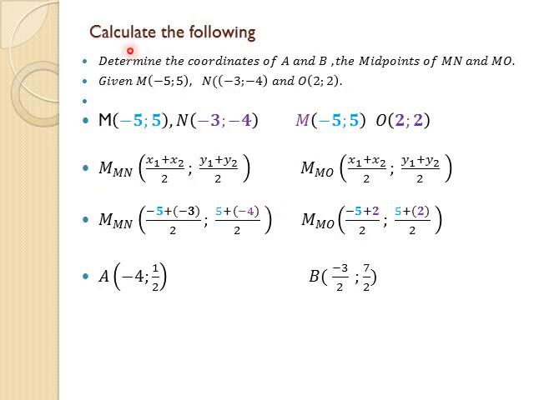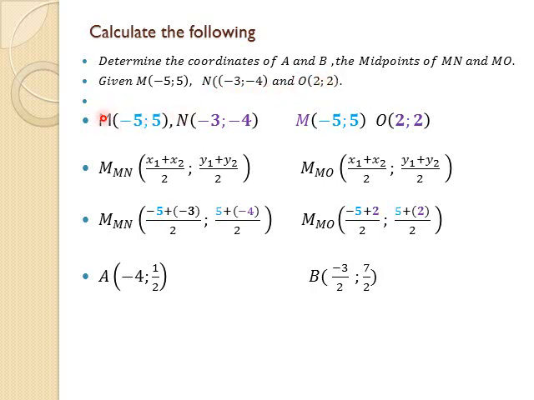Right, now in this one, just to refresh your knowledge on midpoint, again determine the coordinates of A and B, the midpoints of MN and MO, given that M is (-5, 5), N is (-3, -4), and O is (2, 2).